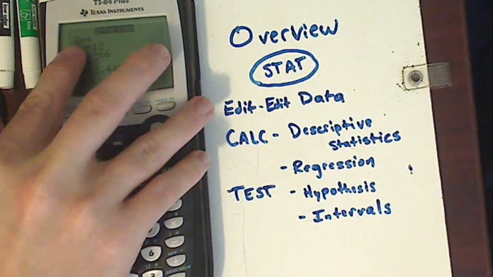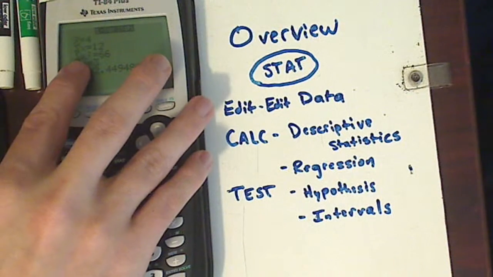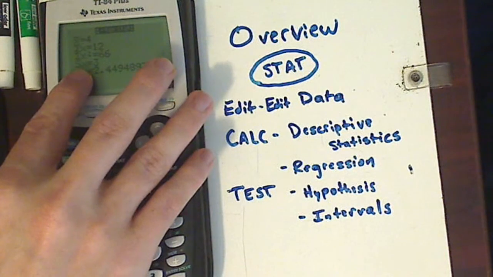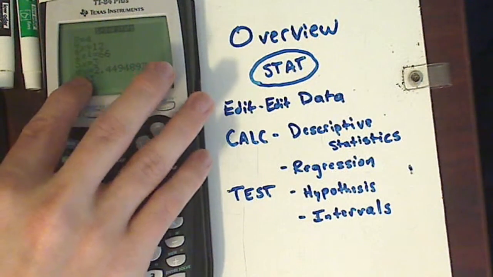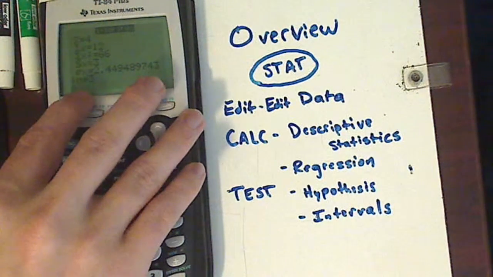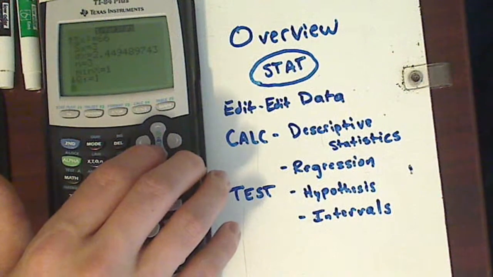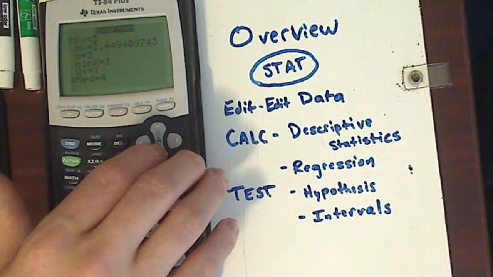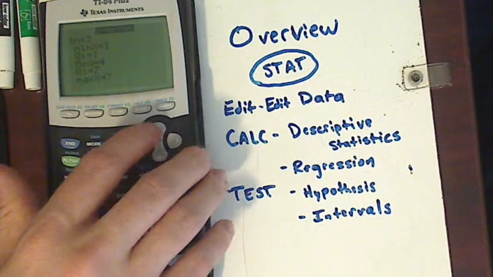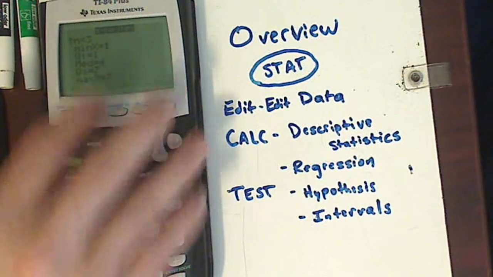Might be a little hard to see, but this is your mean. This is the summation of x squared. This is your sample standard deviation, which is S. You have sigma, which is your population standard deviation. You have N, which is your sample size. Then it has your min, your first quartile, second quartile, which is your median, third quartile, and then your max. So it does have those five number points which you can use for a box and whisker plot if you needed to do that.